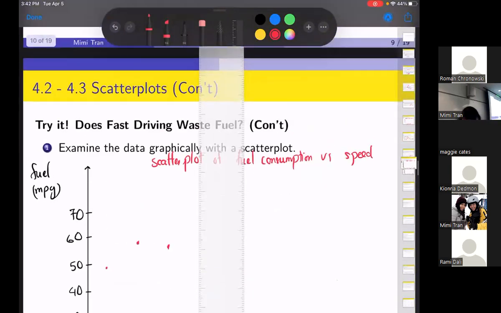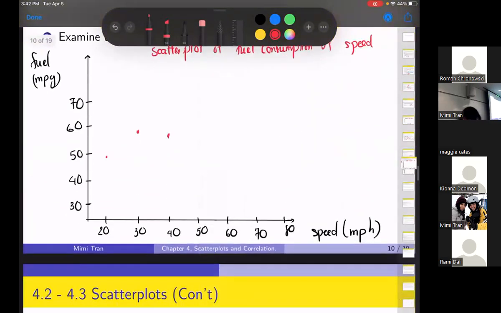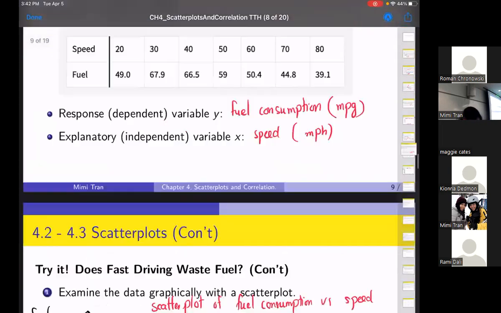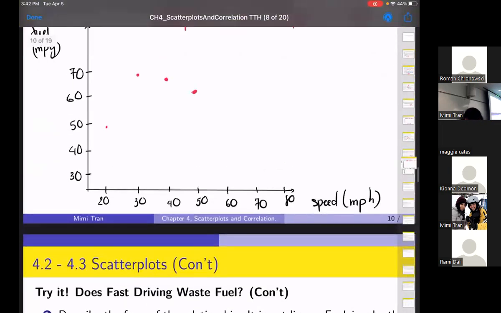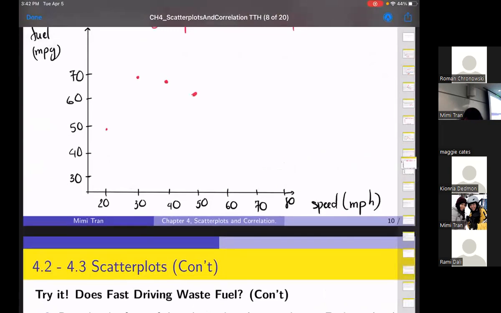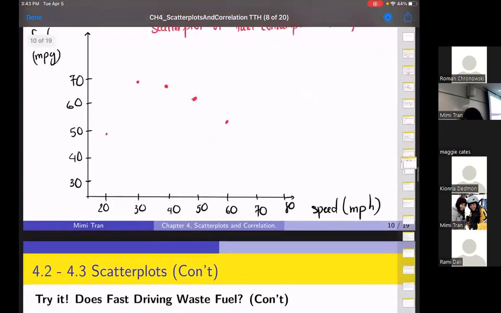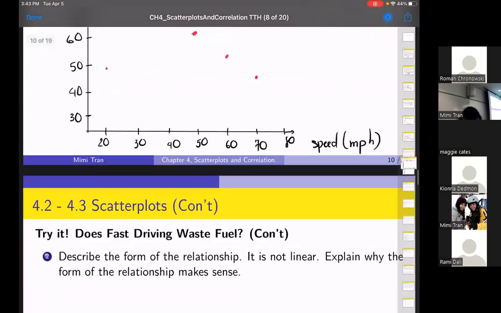And then 50 is 59. Oh, I'm so sorry, I did something. 67, my bad. Here. And then 40 will be here. And then 59 is here. Okay, I'm just going to eyeball it. 60 is 50.4, here. And then 70 is 44.8, roughly 45. And then the last one, 80, is 39.1.